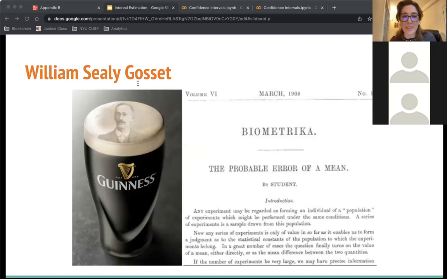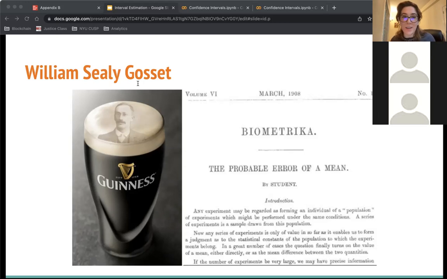So Gosset worked in the biometrics laboratory of Karl Pearson. Some of these names should start to get more familiar as we go through this class, because a lot of these different scientists had similar theories that they were all testing. Pearson, we talked about with the correlation coefficient.